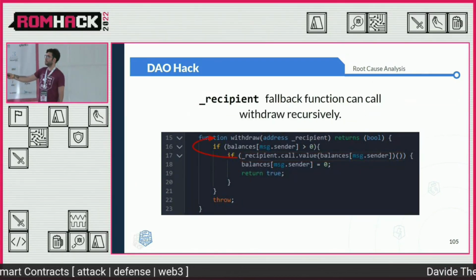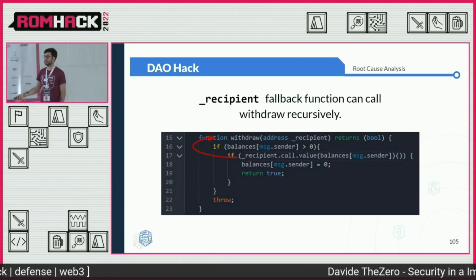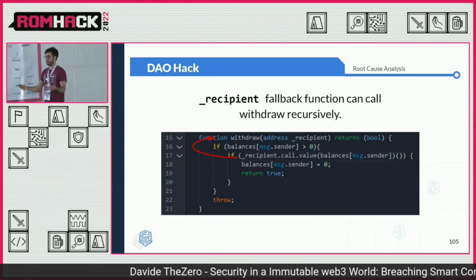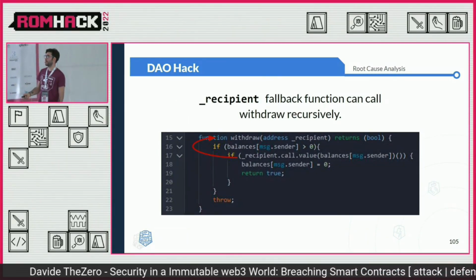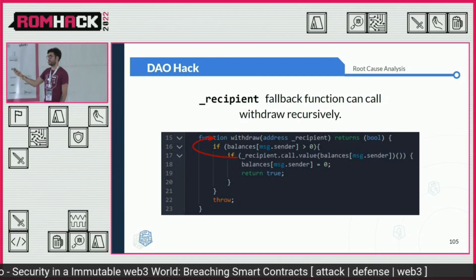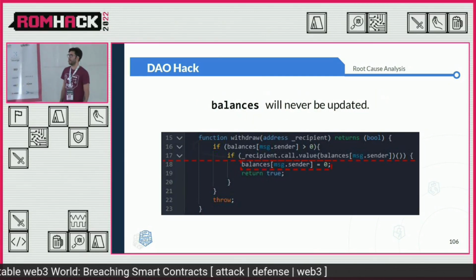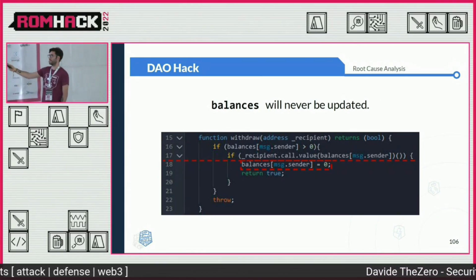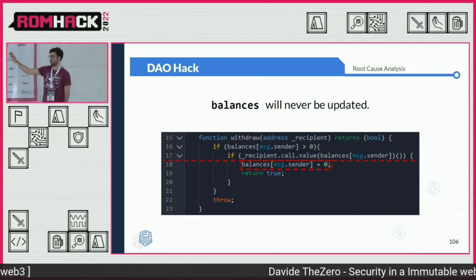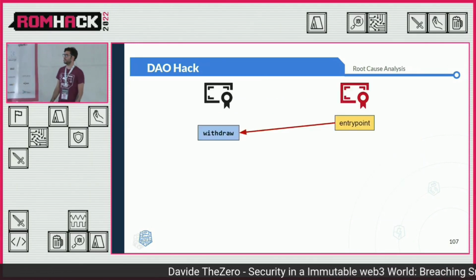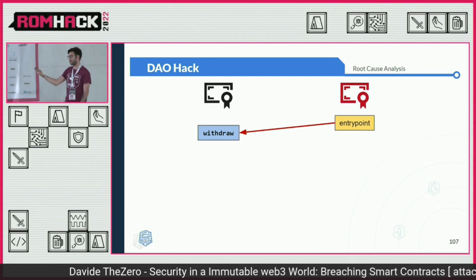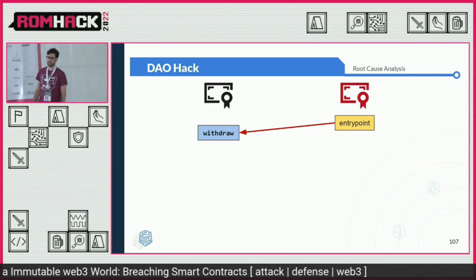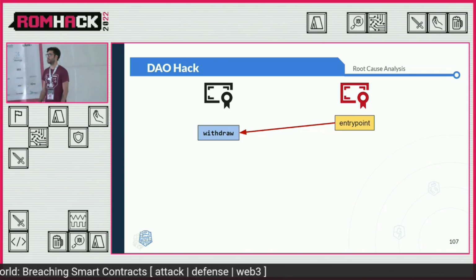In this way, the fallback function inside the recipient can call a new withdraw with its address as the recipient, and this will be a recursive function call. And the balance will never be updated, because we arrive at line 17 and then we call withdraw again at line 15. And if I lost you in explaining the code, there is a simple flowchart, with the malicious contract on the right and the DAO contract on the left.